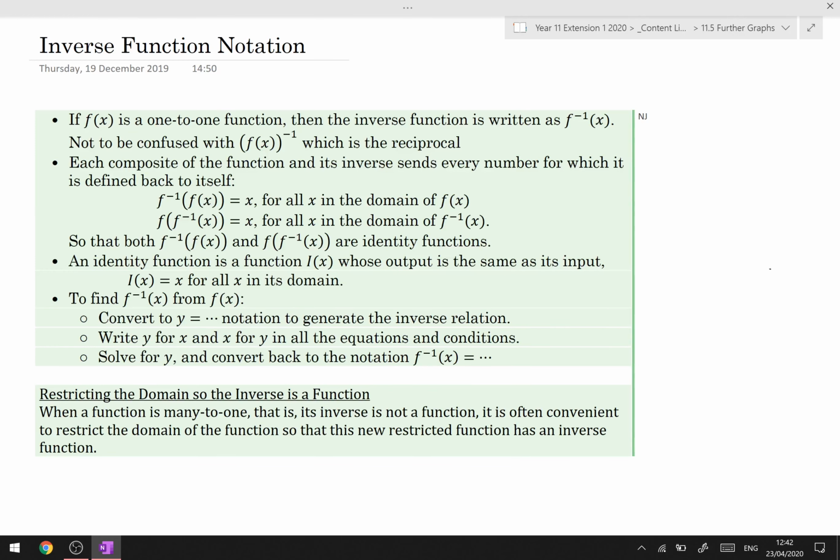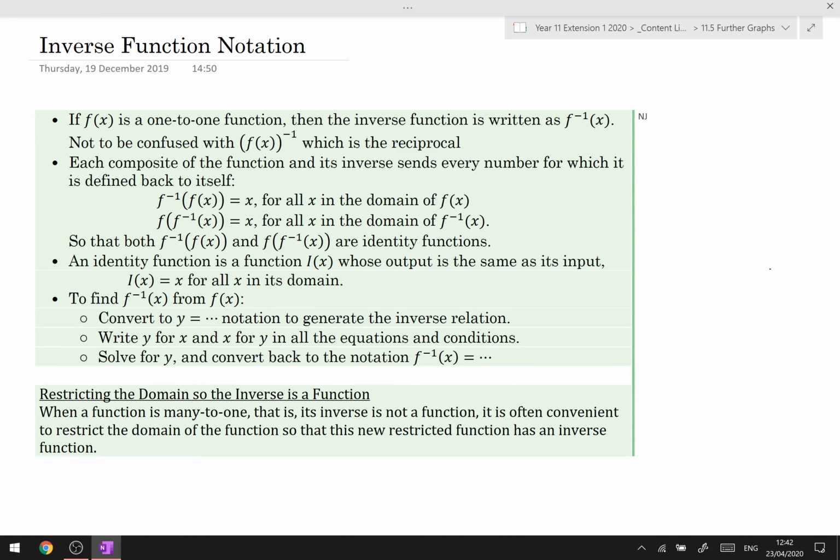Each composite of the function and its inverse sends every number for which it is defined back to itself. So basically, if you've got the function and an inverse function, let's say you put 3 into the function and it produces 7, then if you put 7 into the inverse function, it'll give you the number that you started off with, so 3. And it works whichever way you do it.